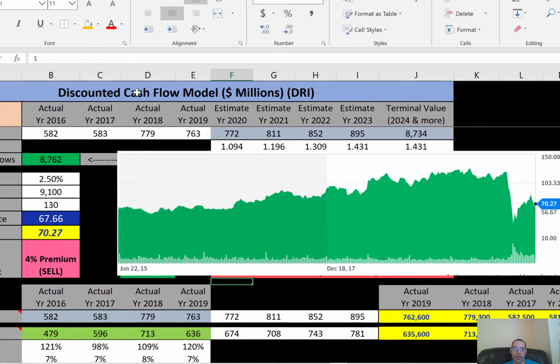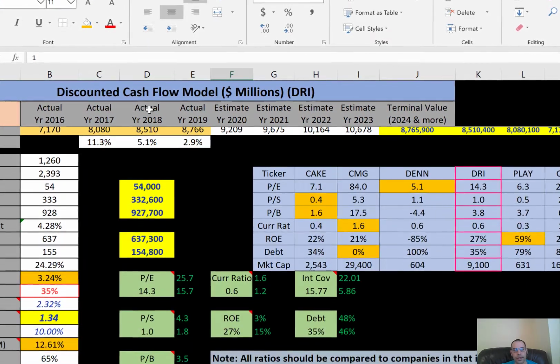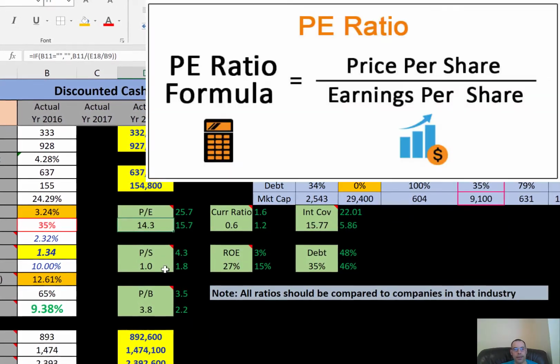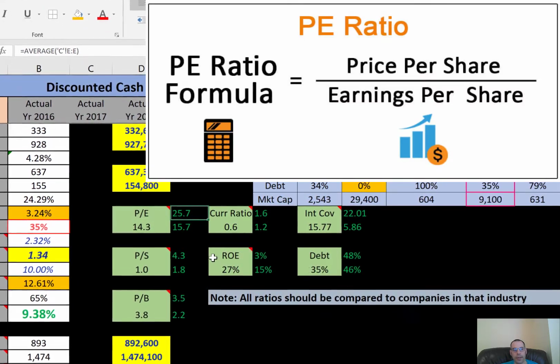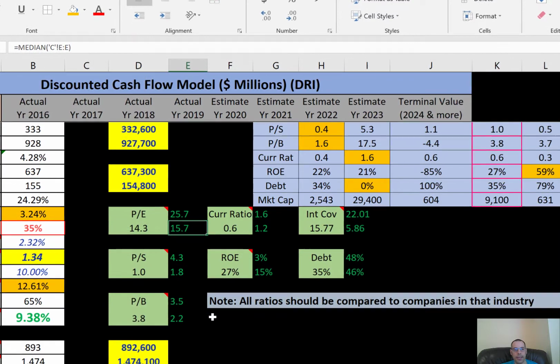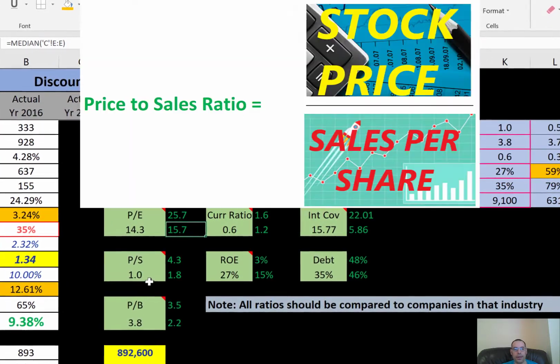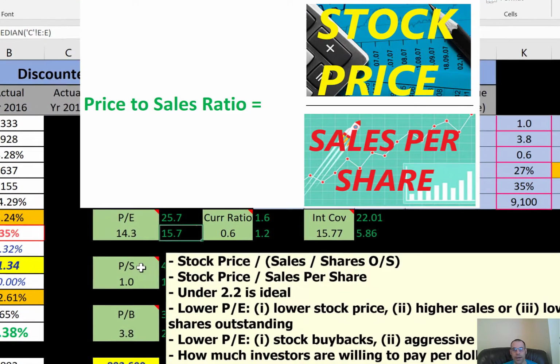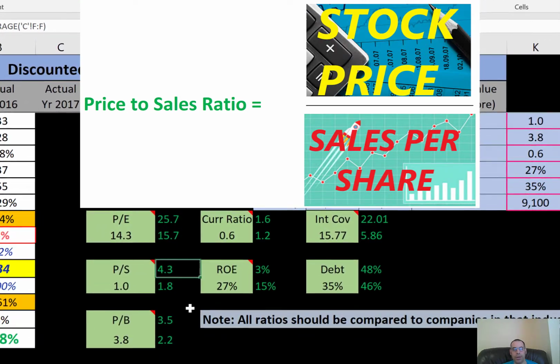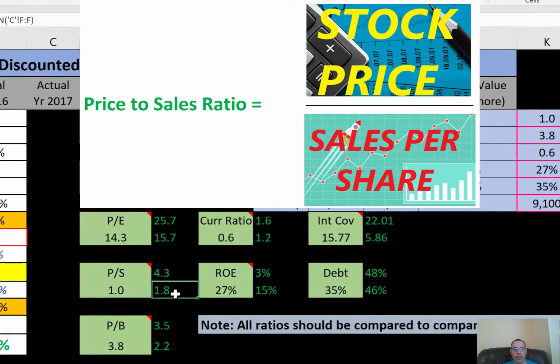Let's take a look at their financial ratios. So they're a pretty good PE. It's under 15. That's what I like to see. And the average PE is 26 in the market, and the median PE is 16. Their price to sales is really good. That's 1. That's price of stock over sales per share. And the average in the market is 4.3 and the median is 2.